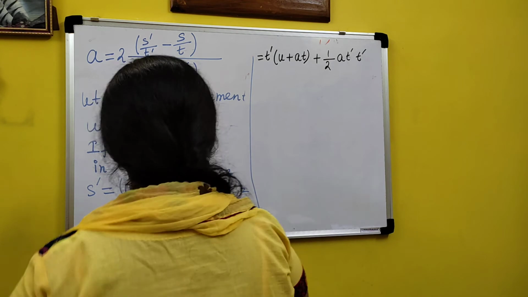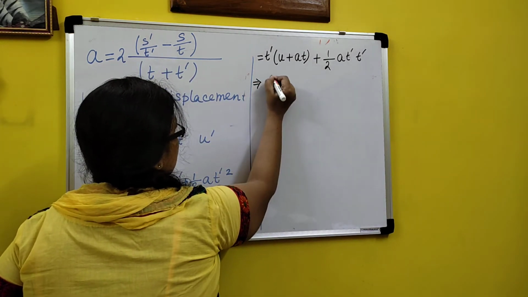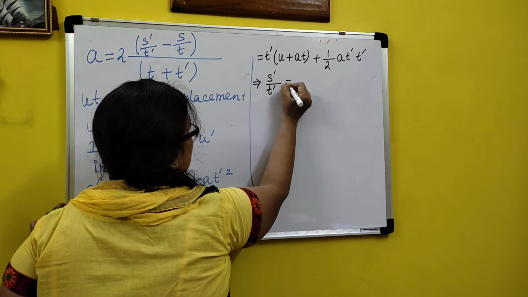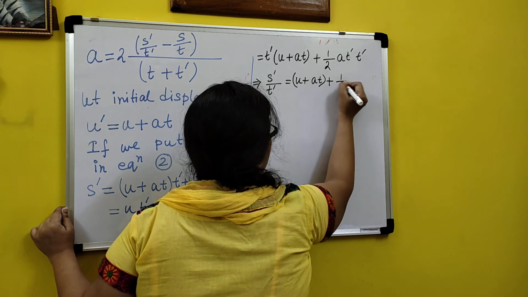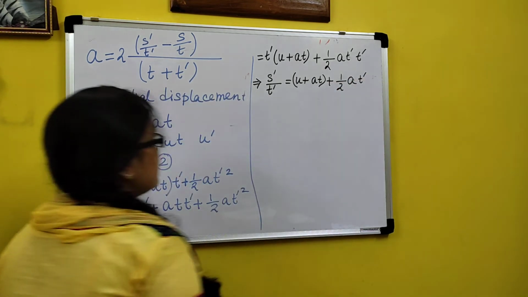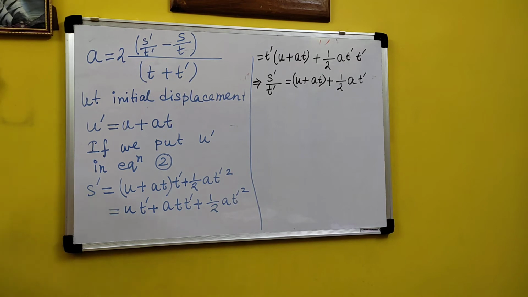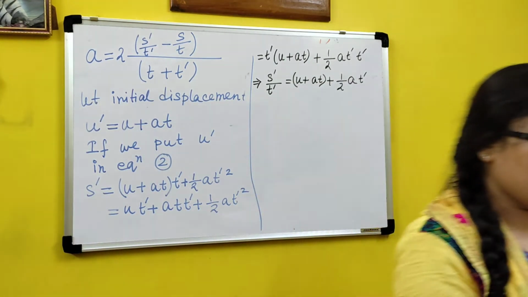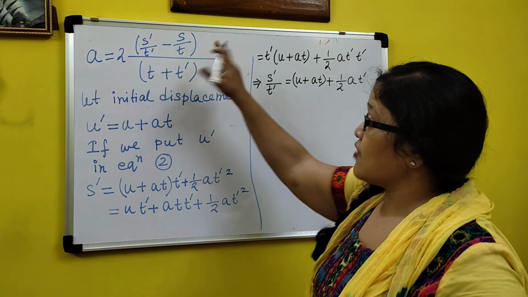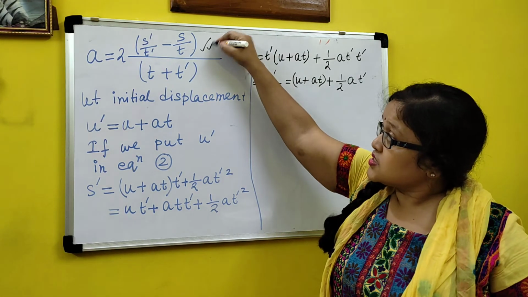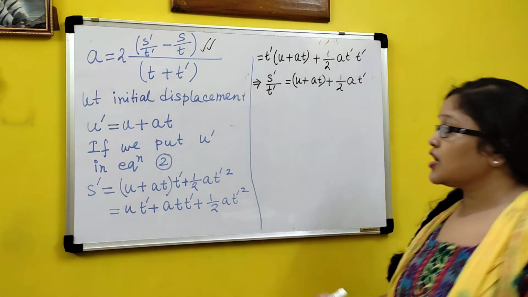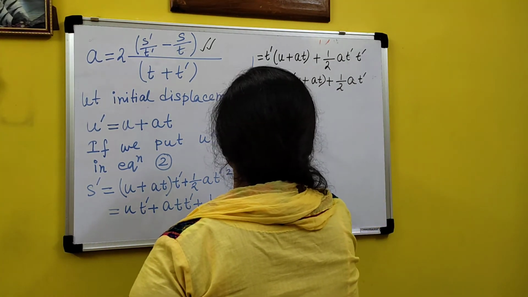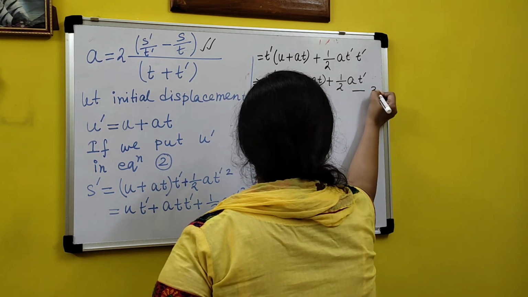So that t prime will come into this side. So s prime by t prime equal to u plus at plus half a t prime. Clear? Now simple things, I got these two. So what I will do, I will put this in the given equation. Means only this part, the numerator part, I will first calculate, and let's see what does happen. So what I am getting, therefore this is equation 3.